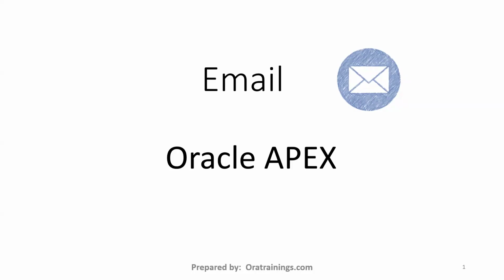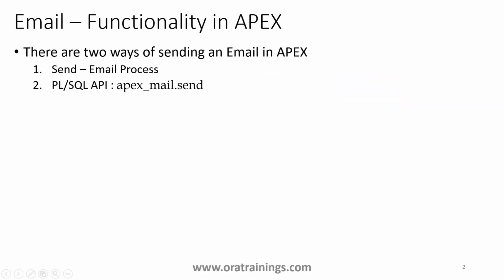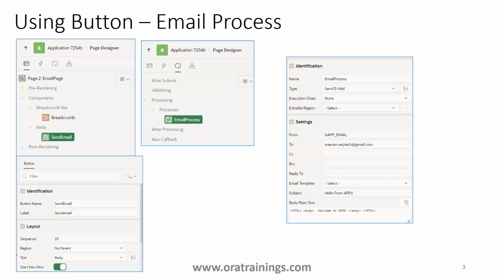In this session, we'll discuss how to send an email in Oracle Apex. So let's see the functionality. In Oracle Apex, there are two ways of sending an email. The first option is using a send email process, and the other one is using a PL/SQL API. The name of the API is apex_mail.send. Let's see the first one.